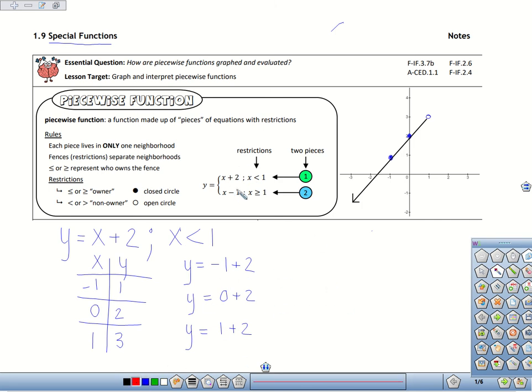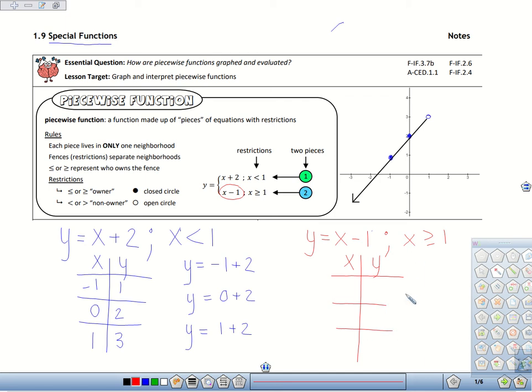So now that we did this part, we're now going to do this part down here. Okay? This part down here. So that's going to be y equals x minus 1. And that's going to be for x is greater than or equal to 1. So once again, I'm going to make a table here. And I only want to include values in my table that are actually going to occur on my equation here. So we're talking about values that are greater than or equal to 1. So I want values that are 1 and bigger. So 1, 2, and 3 are good choices.